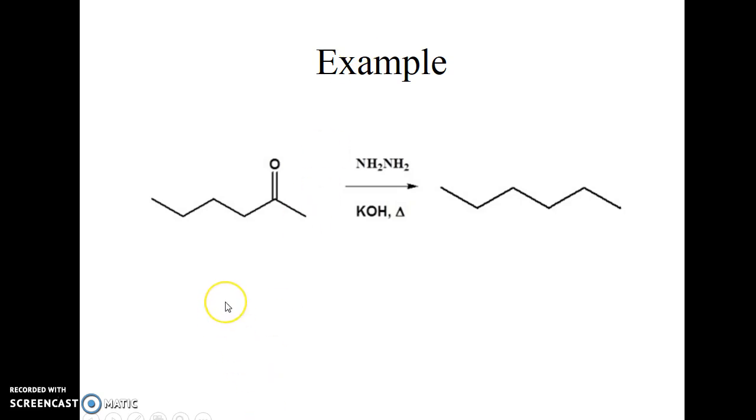Here's an example of this. We have 2-hexanone. We're treating with hydrazine and potassium hydroxide. And what does it do? The Wolff-Kishner basically bites off the carbonyl and leaves just a methylene behind.